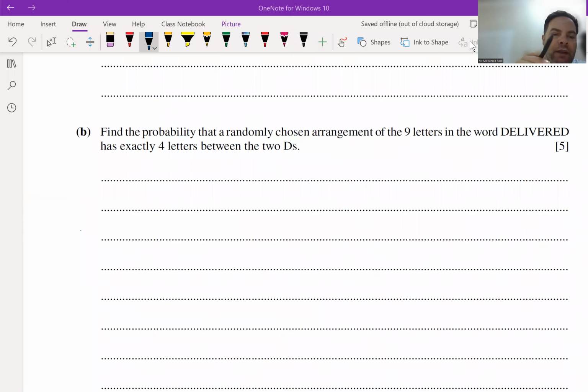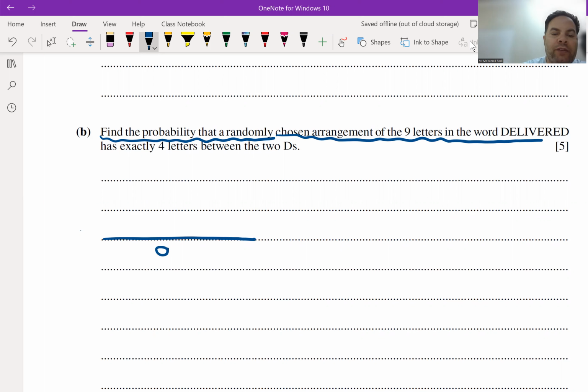Part B, find the probability. When I ask to get the probability of a random arrangement of the 9 letters, you have to get the denominator. The denominator will be without restriction. In how many ways can we rearrange in a line? It's 9 factorial divided by 2 factorial for the 2 D's repeated and 3 factorial for the 3 E's repeated.